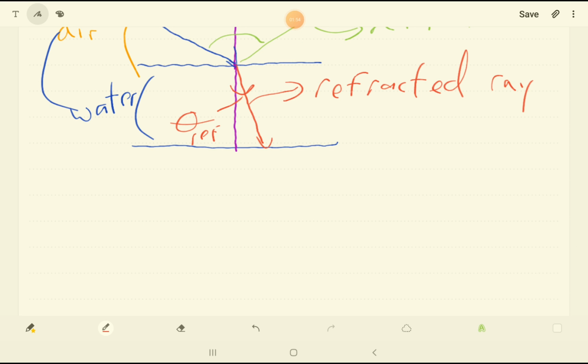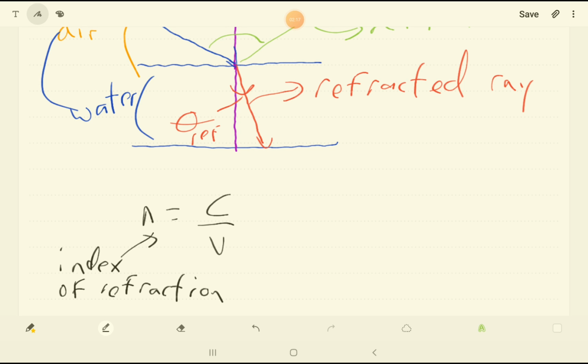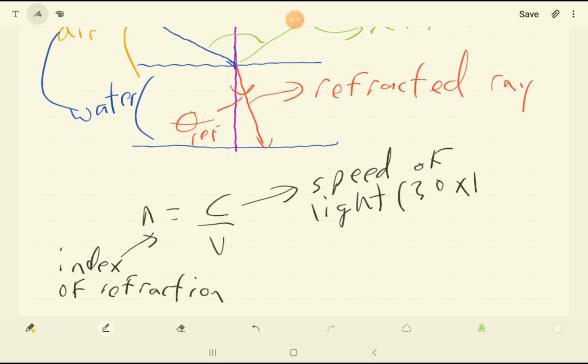Now, the ability of a medium to refract light, or to bend light as it's coming in, is calculated with something called the index of refraction. And what that is, that's n is equal to c over v. Your n is your index of refraction. And every material is going to have a different index of refraction, or refractive index. And it's calculated from the speed of light, which is always going to be constant. That's going to be 3.0 times 10 to the 8 meters per second.